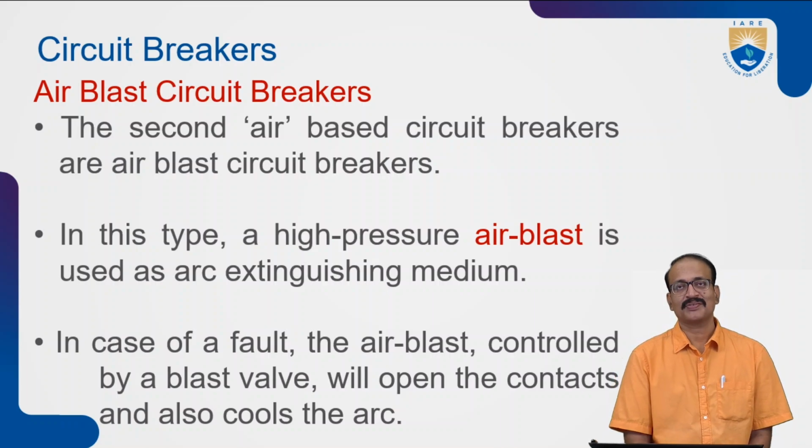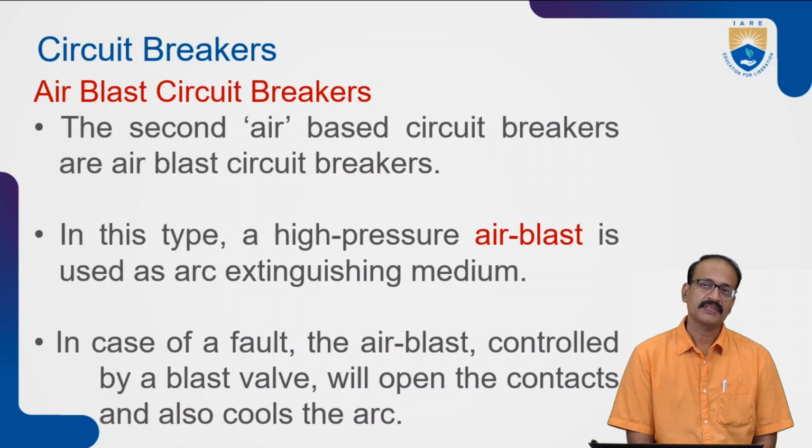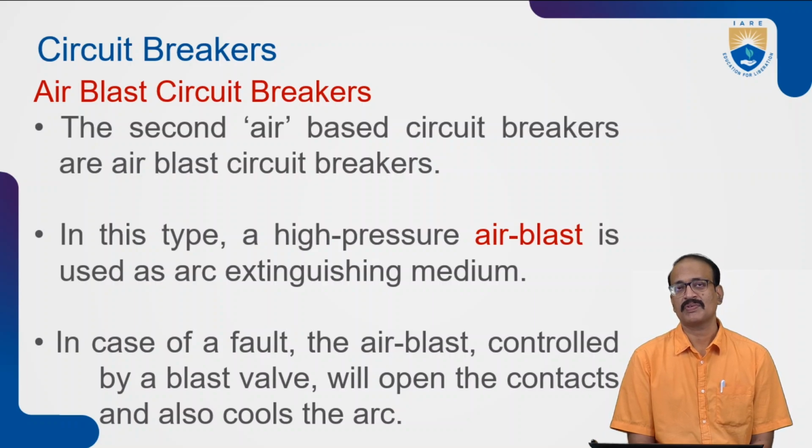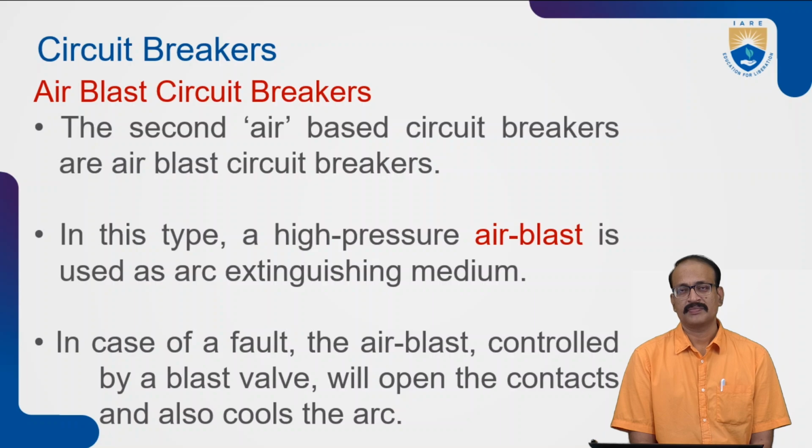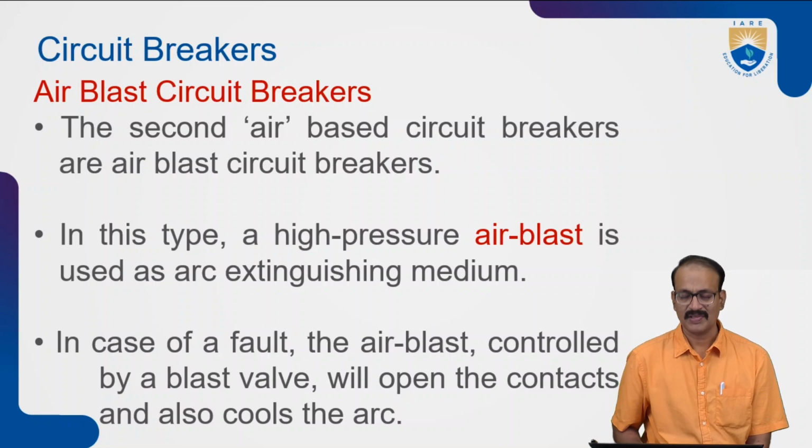In this type, high pressure air blast is used as the arc extinguishing medium. If the blast has to occur, there should be more pressure, so we use the high pressure air blast. In the case of a fault, the air blast is controlled by a blast valve, which will open the contacts and also cool the arc. So it will parallelly open the contacts and also cool the arc. That means it is extinguishing the arc.